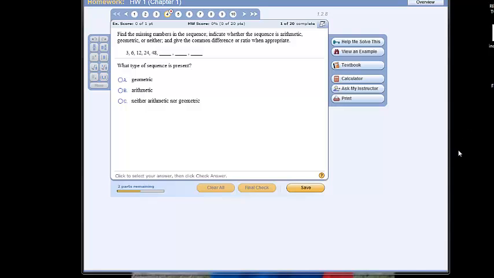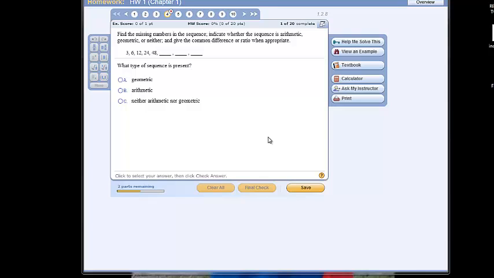Okay, let's look at how you can use the features in MathXL to help you with your homework. Let's look at this problem here that says to find the missing numbers in a sequence. Don't worry about the math. I tried to pick a problem that was generic enough that I could use this in all my classes.